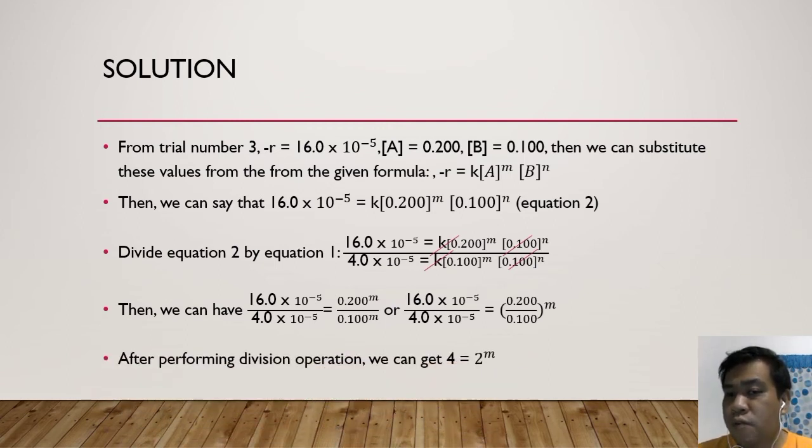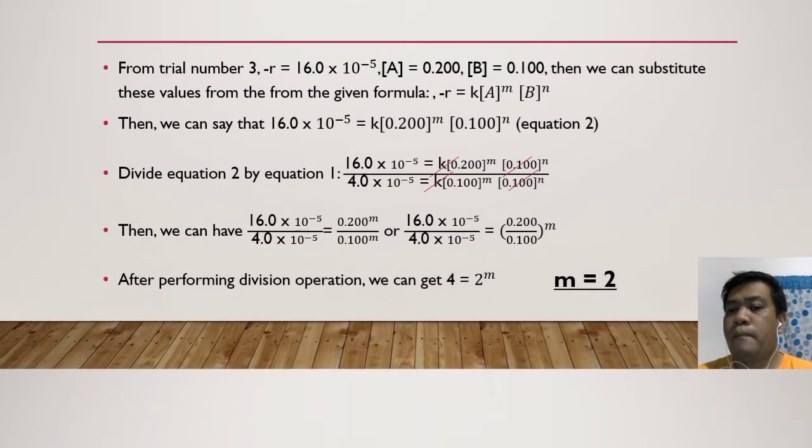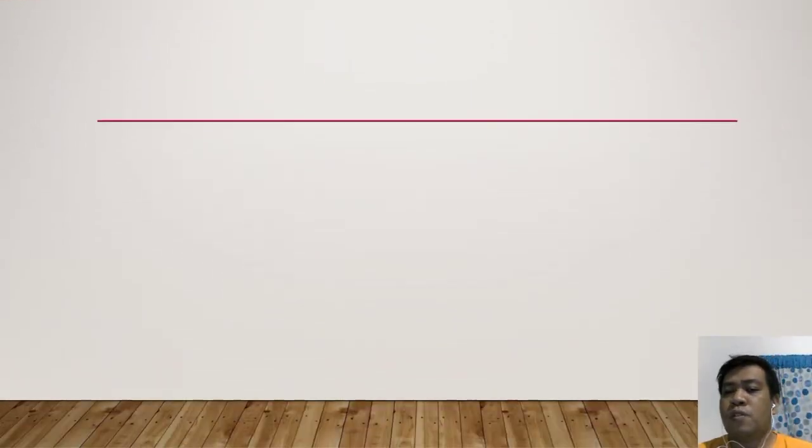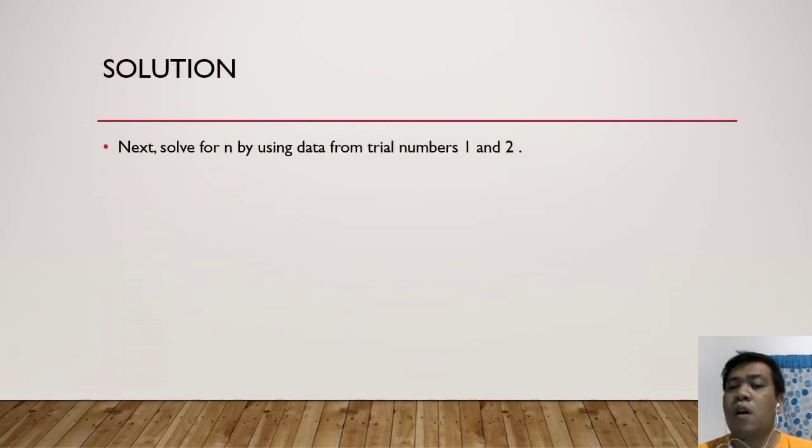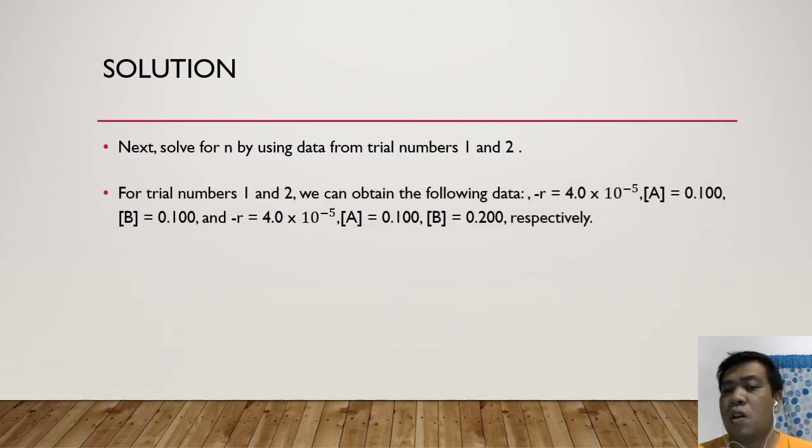And after performing the division operation, we get 4 equals 2 raised to m. From there, we get our value for m, which is equal to 2. So we have already obtained the value of m, which is equal to 2. Next, solve for n by using data from trial numbers 1 and 2. For trial numbers 1 and 2, we can obtain the following data.